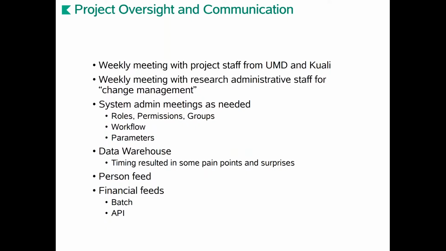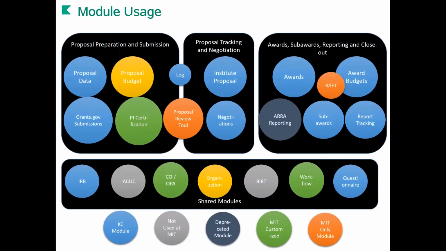And then you've got financial feeds. We have something called BARS. We use KFS. So we had to look closely at all the various feeds and decide whether or not those were going to remain batch and whether or not we were going to be able to leverage some of the APIs. There are lots of modules. And so this is something that I did at MIT to try to help us figure out where some of our more pain points would be later as we got into the project. And you can see the color coded.